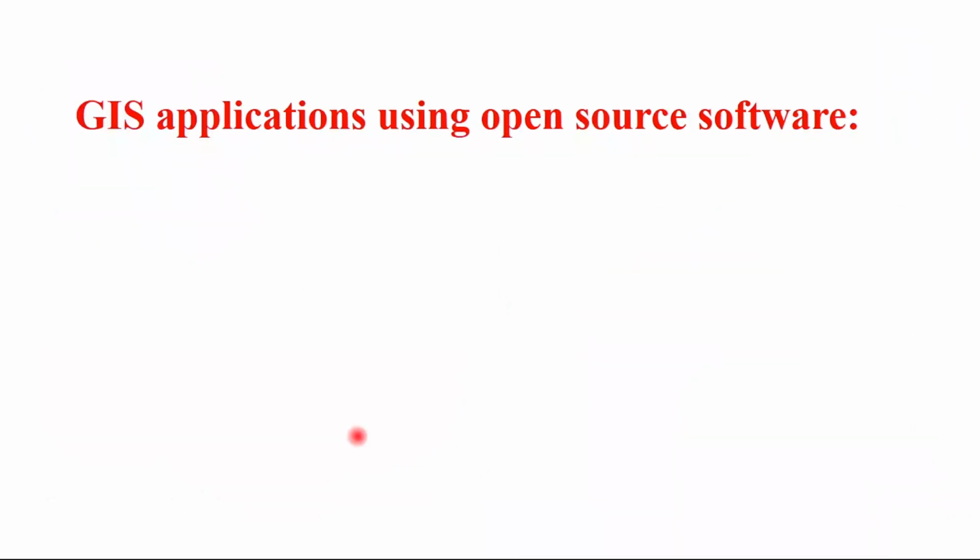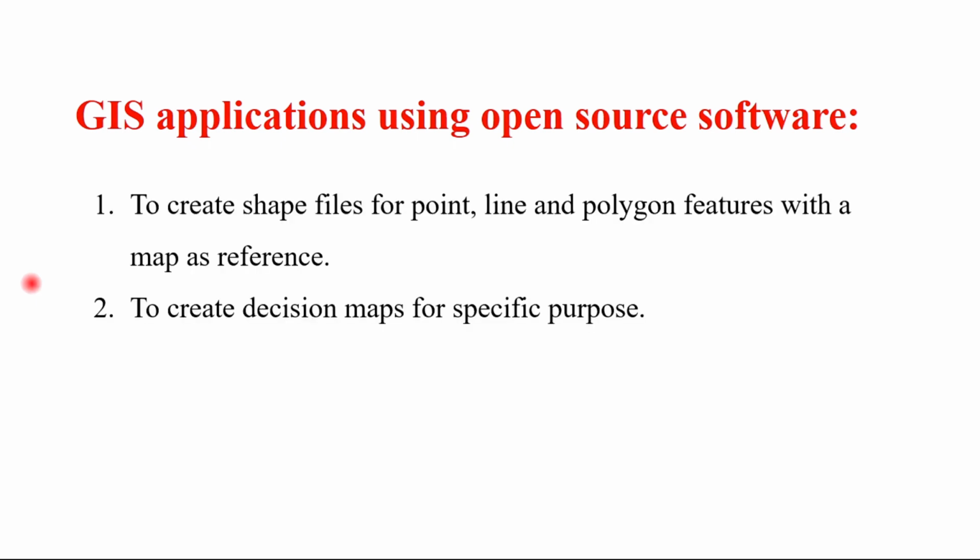In this experiment, we are going to learn about GIS applications using open source software. The aim of the experiment is to create shape files for point, line and polygon features with a map as a reference, and also to create decision maps for a specific purpose. For this execution, I will use QGIS software. Now I will move on to the QGIS software.